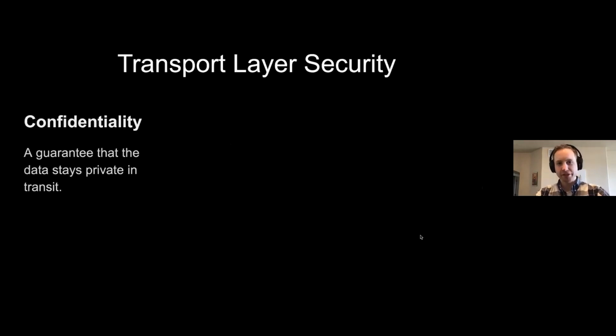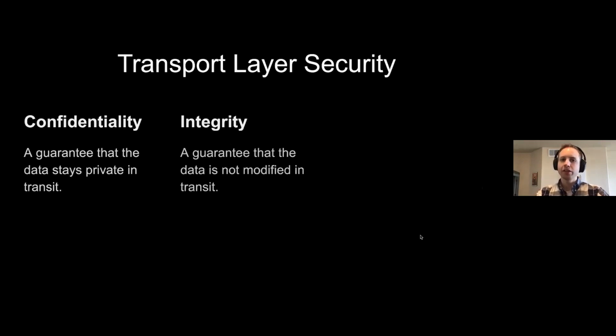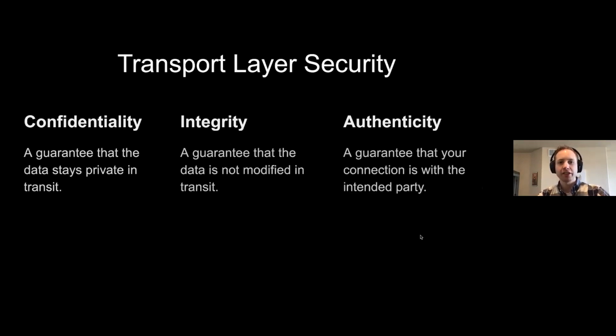By way of background, very briefly, most of you probably know that transport layer security gives you 3 guarantees: confidentiality, integrity, and authenticity. And these are important for communicating over untrusted networks.